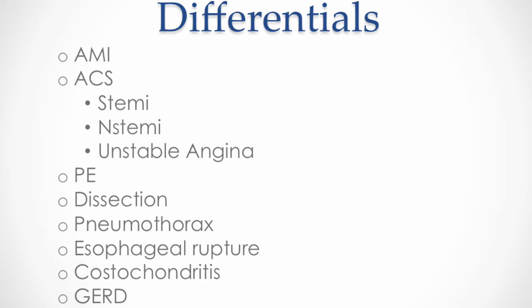The other differential is PE, or pulmonary emboli, which is a blood clot to the lungs. Dissection, which is an aortic dissection. These patients, again, very critical. They have sharp pain radiating through to their back. It starts to migrate from their chest to their belly, or their belly to their chest. Migrating pain is a very key term notating dissections.